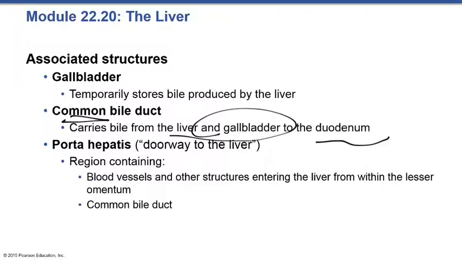And there's also a region called the porta hepatis, and this is, quote, the doorway to the liver. This is the area where most of the blood vessels and other things going into and out of the liver, along with the lesser omentum, are found, and this includes the common bile duct from the porta hepatis.